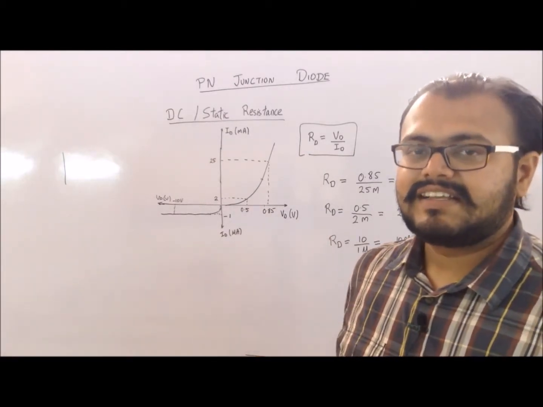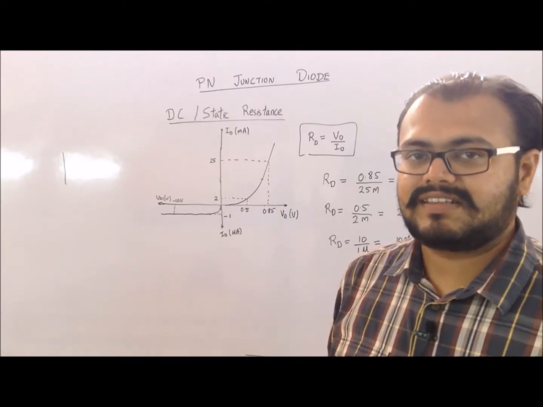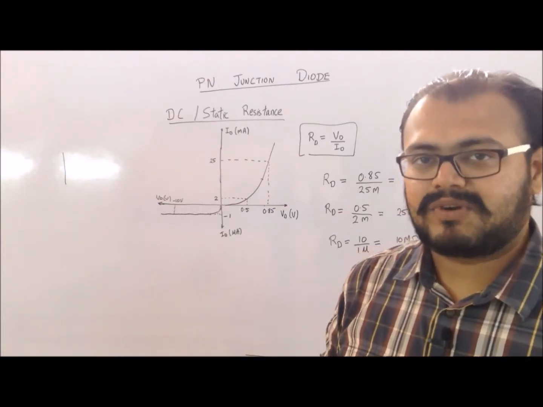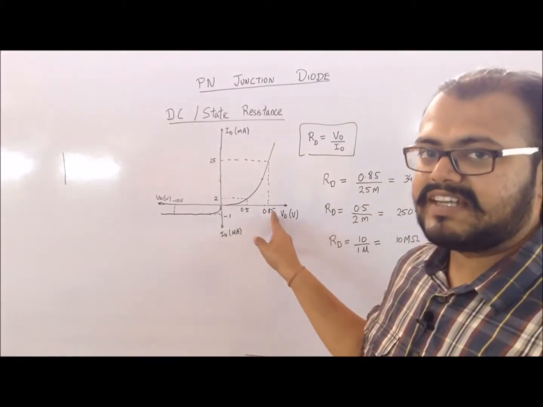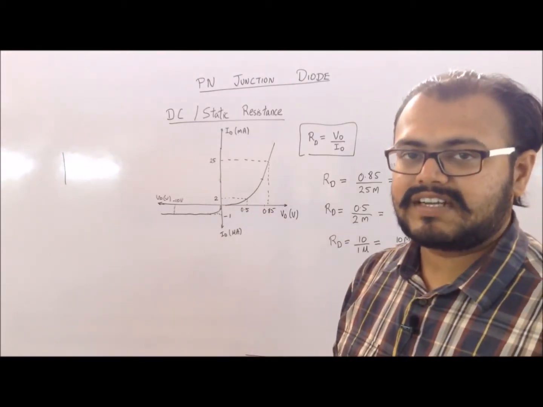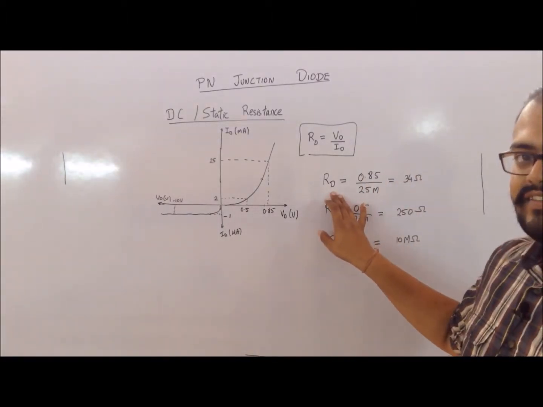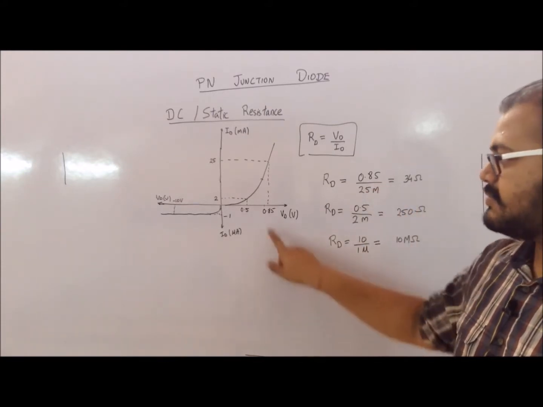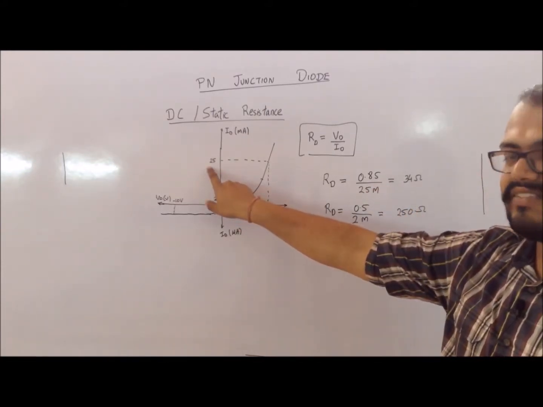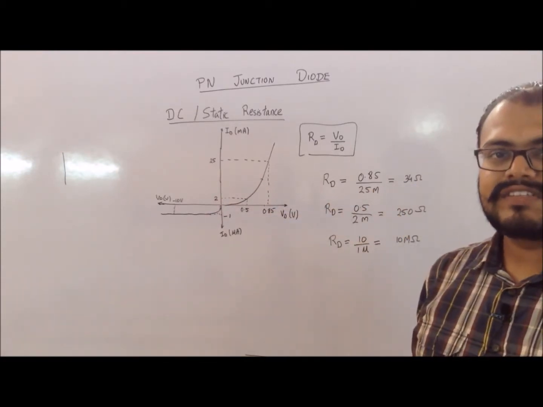I have considered these characteristics for a silicon diode. My knee voltage for a silicon diode is 0.7 V. Since the voltage is more than that, my diode is basically in the forward conduction mode. The corresponding resistance I get is 0.85 divided by 25 milliamperes, which leads to a resistance value of 34 ohms.